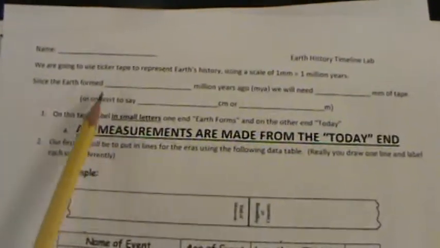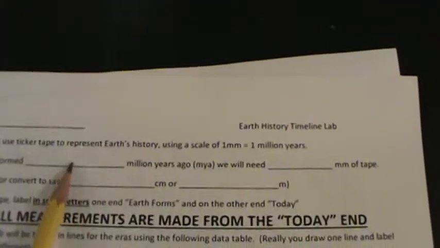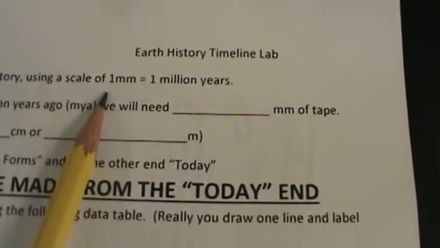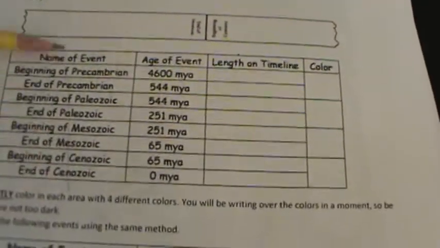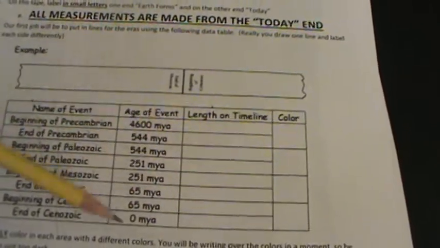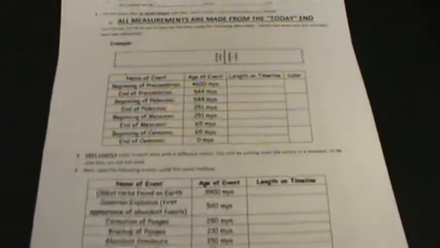But the premise is that we're going to use ticker tape to represent Earth's history with a scale, and this is the important part. Every millimeter is 1,000,000 years of Earth's history. All right, so normally we got to figure all this stuff out. You're getting out of that this year. We got to do a very light amount of conversions here, no big deal. Pick some colors, and then you would end up with this as a result.